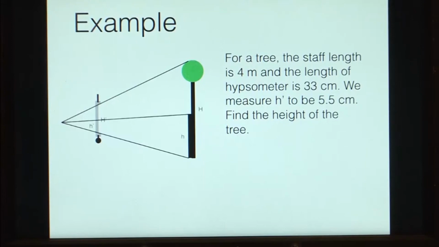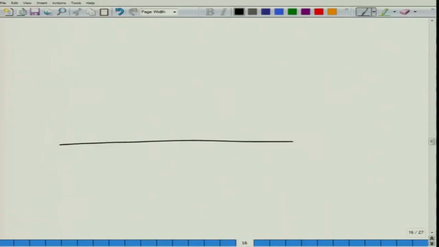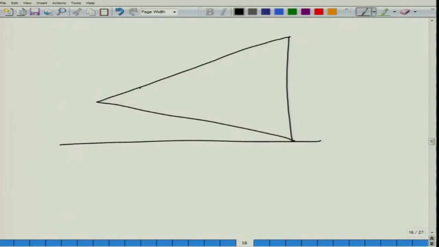So this is an inverse problem. For a tree, the staff length is 4 meters and the length of the hypsometer is 33 centimeters. We measure h prime to be 5.5 centimeters as we did in the previous case. Find the height of the tree. So, in this case we are asked to do the opposite thing. We have a tree, we have an observer who is looking at the top and the bottom of the tree through a hypsometer. We have a staff that is added right next to the tree and the observer is looking at the top of the staff.